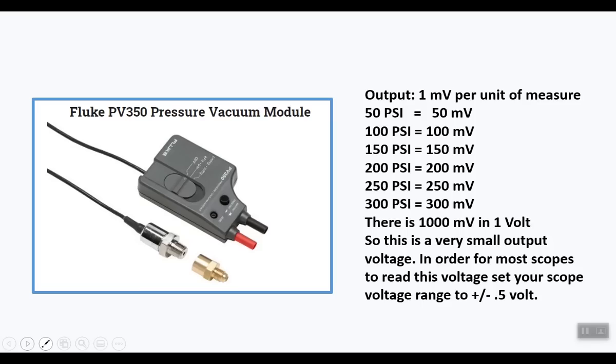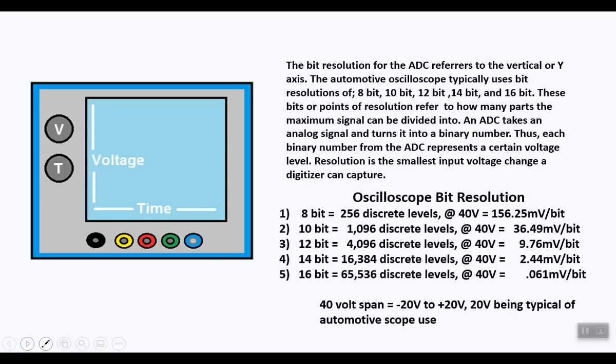This is a very low reading. So if you're using this type of sensor with your scope, always make sure that you have a very low setting, like 0.5 volts. What that's going to give you is the vertical resolution will be correct to read this type of sensor. In other words, this type of sensor is going to have very small output. The scope that you're using is going to be scaled for a little bit different application.